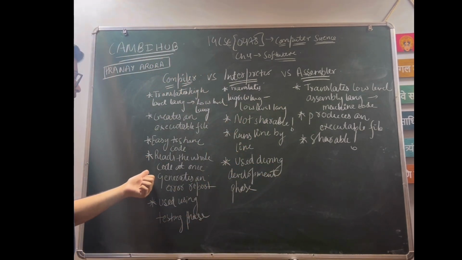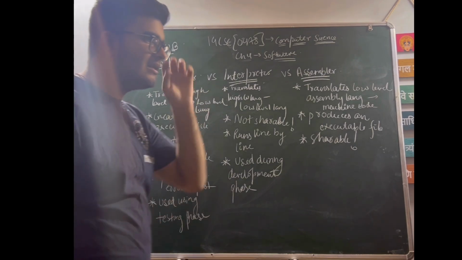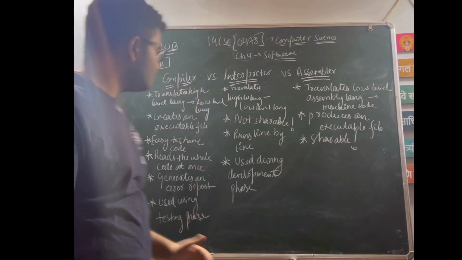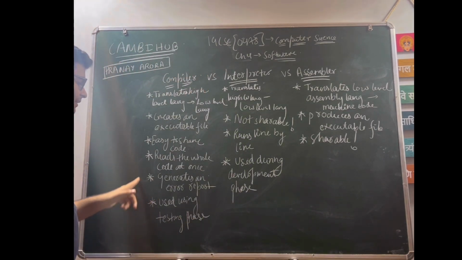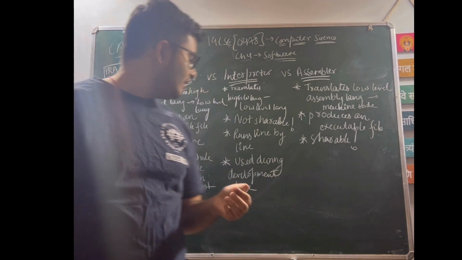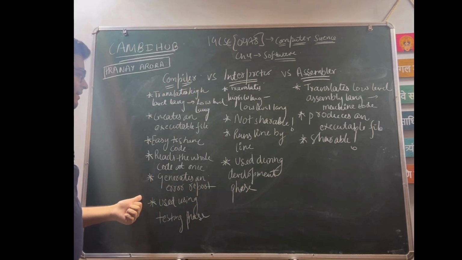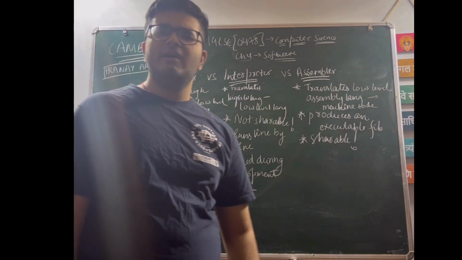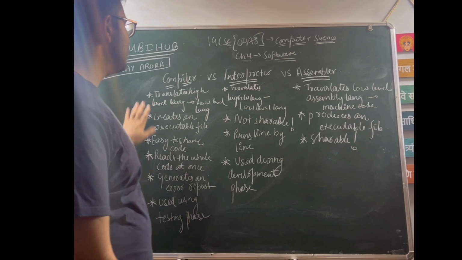Then it reads the code at once. How will the compiler translate the code? It will read the code at once from top to bottom, right? It generates an error report. A compiler always generates an error report at the end, and a compiler is generally used during the testing phase. Once a program is complete and we have to test the program, then the compiler is used.